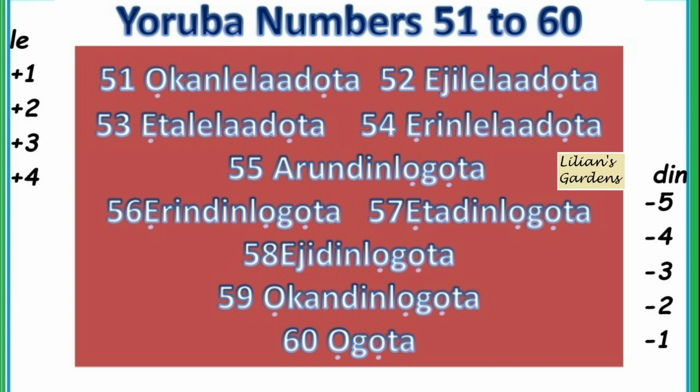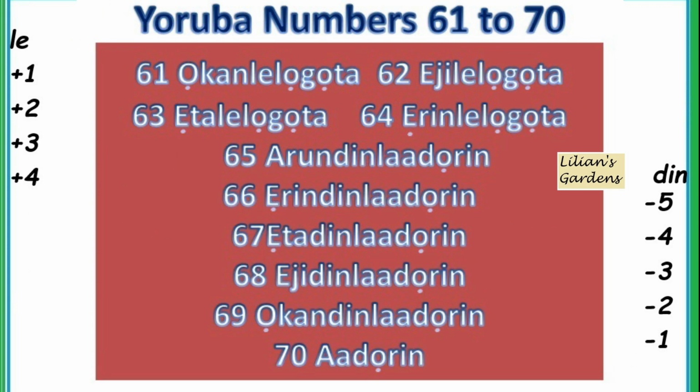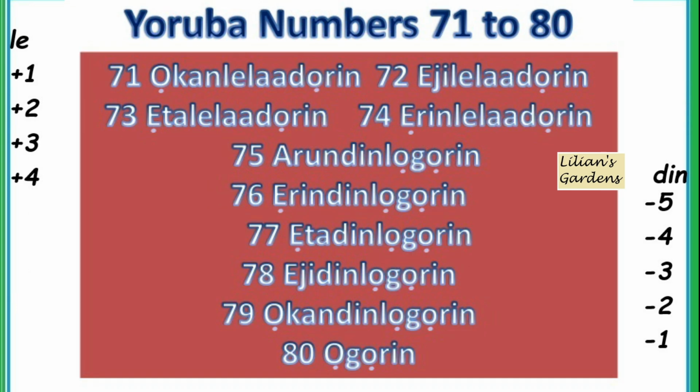59, ọ̀kándínlọ́gọ́ta. 60, ọgọ́ta. 61, ọ̀kànlélọ́gọ́ta. 62, èjìlélọ́gọ́ta. 63, ẹ̀tàlélọ́gọ́ta. 64, ẹ̀rìnlélọ́gọ́ta. 65, àrúndínláàádọ́rin. 66, ẹ̀rìndínláàádọ́rin. 67, ẹ̀tàdínláàádọ́rin. 68, èjìdínláàádọ́rin. 69, ọ̀kándínláàádọ́rin. 70, àádọ́rin. That is ọgọ́rin ó dín mẹ́wàá. 71.